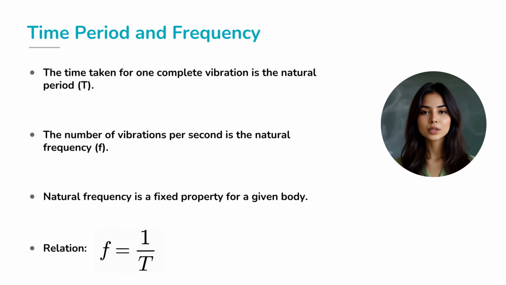Now let's talk numbers. The time taken for one complete vibration is called the natural period, denoted by T. The number of vibrations in 1 second is called the natural frequency, denoted by F. And here's the key relation, F equals 1 divided by T. This means if the time period is short, the frequency is high, and vice versa. That's why small tuning forks produce high-pitched sounds, while larger ones give low notes. The math is simple, but the physics is powerful.